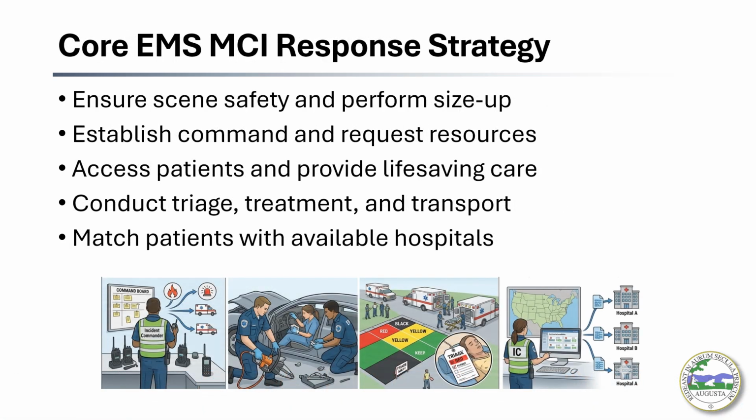When EMS arrives at a mass casualty incident, there are several core operational priorities that guide our response. First and foremost is safety and size up. Crews must quickly evaluate the scene for hazards, determine the scope of the incident, and request the resources needed early. It's always easier to scale back resources later than to wait too long to request them. Command should be established as soon as practical so the scene can be organized and managed effectively.